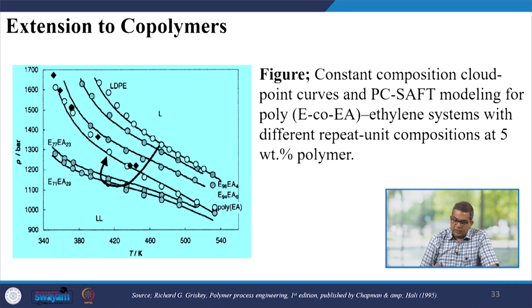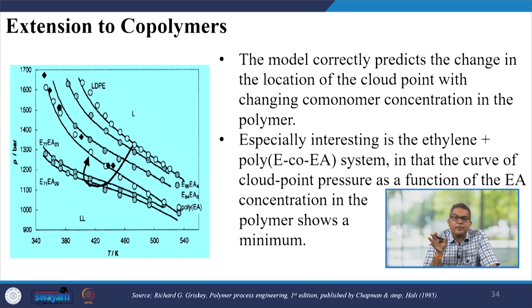Now, in this particular figure, the constant temperature cloud point curves and PC-SAFT modeling of the polyethylene system with different repeat units composition at 5 weight percent of the polymer. Now, the model correctly predicts the change in the location of the cloud point with changing co-monomer concentration in the polymer. Especially, it is interesting to see that for the ethylene system, the curve of the cloud point pressure as a function of ethylene ethyl alcohol concentration in the polymer shows a minimum.